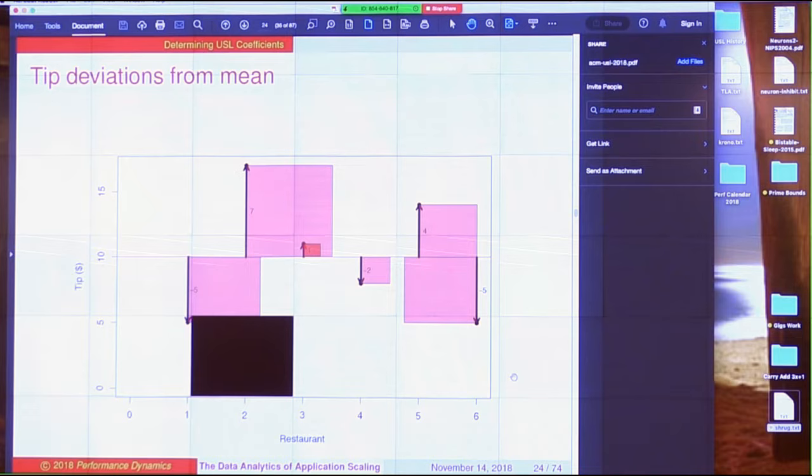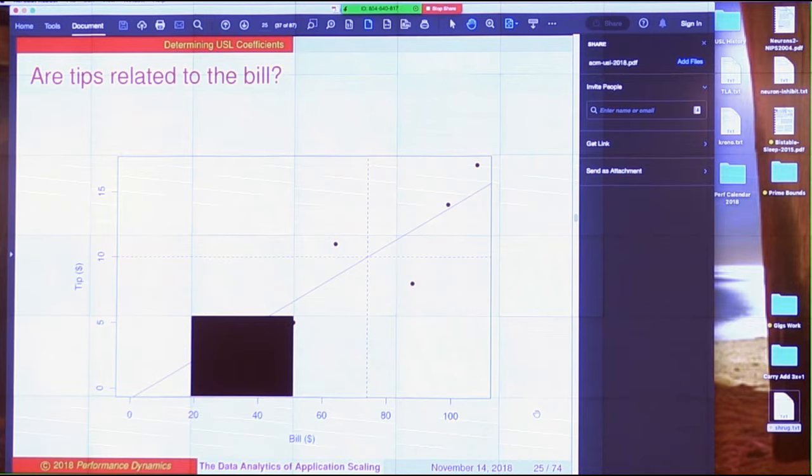Now, I might like to try and do a bit better than that and see if the tip amounts are correlated with anything else that I know about, such as the bill. The tip amount might well be related to the bill. That seems like a reasonable kind of a guess. But now I've changed the scenario because I'm now comparing two random variables in statistical language.